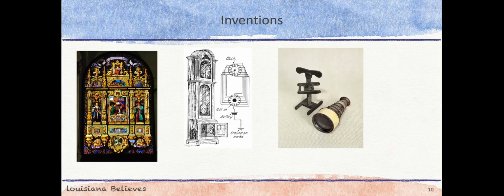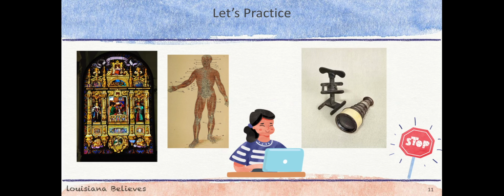Let's take a closer look at more of the scientific advances that were made during this time. We've discussed a few of the inventions that were made as a result of the changes that occurred during this time period, but there are so many more. Some of the inventions that were made are as follows: stained glass windows, mechanical clocks, and spyglasses. Now you are ready to think about some of the ways that science and inventions have progressed during this time. Pause this video to record your answers and press play when you are ready to continue.